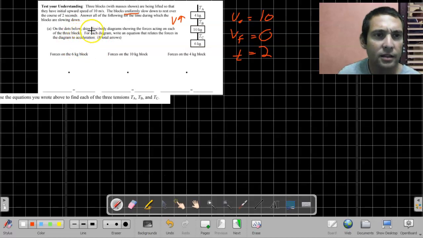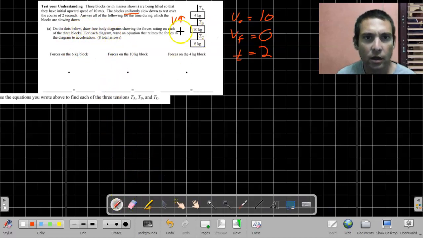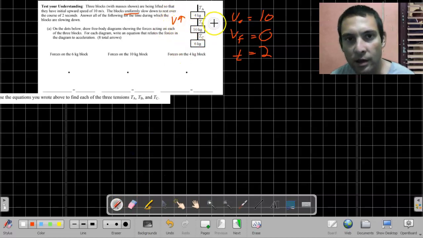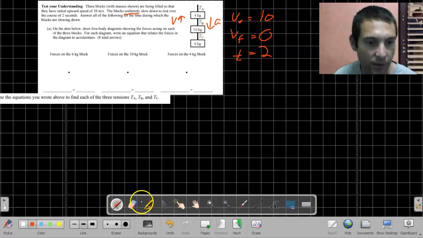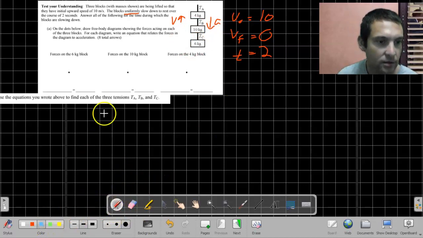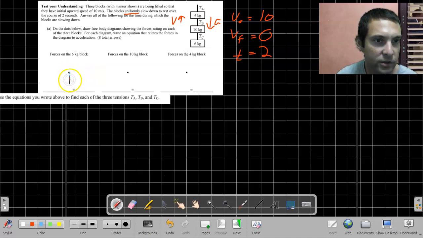All right, blocks, free body diagrams showing the forces on each of the 3 blocks. Oh, I made a note of my velocity going up. I should also mention the acceleration's going down because we are slowing down, just in case we need it. All right, what else? Forces on the 6 kilogram block. That's this guy right here. So we know the weight force going down, that's 6 times G, and then we have TC going up.